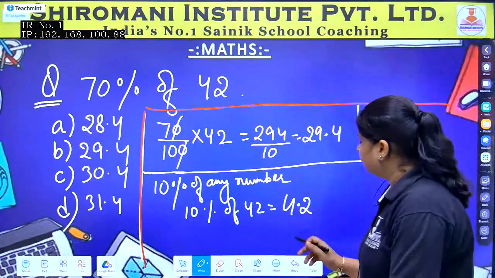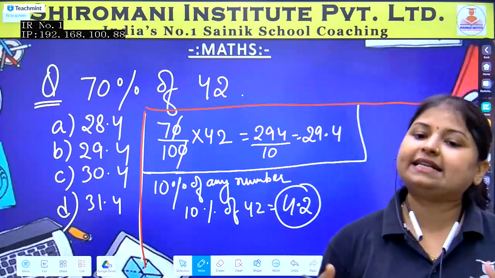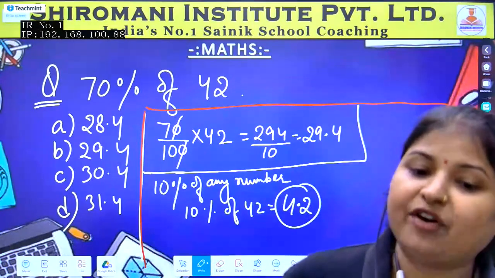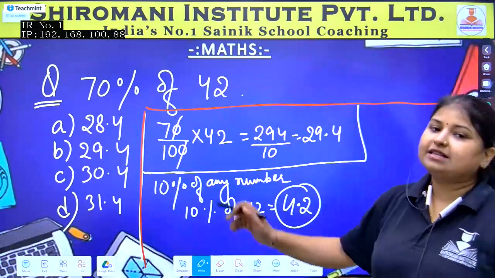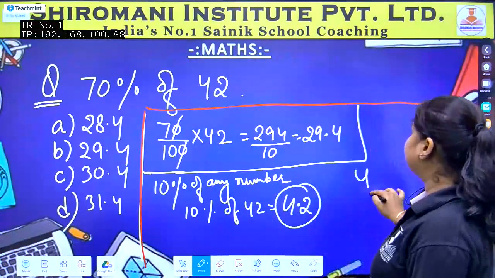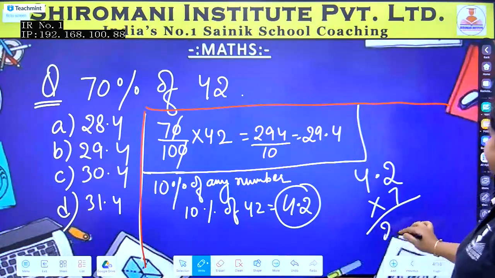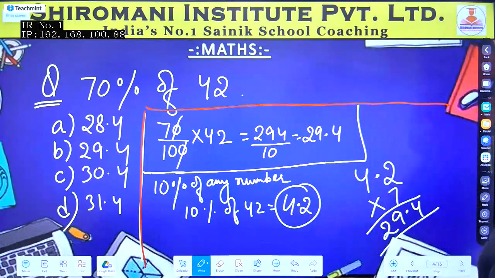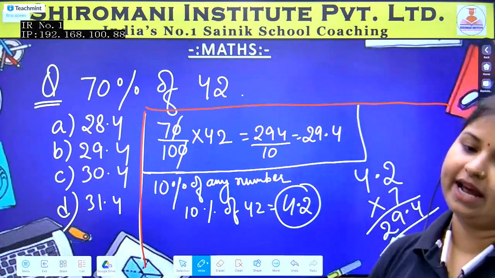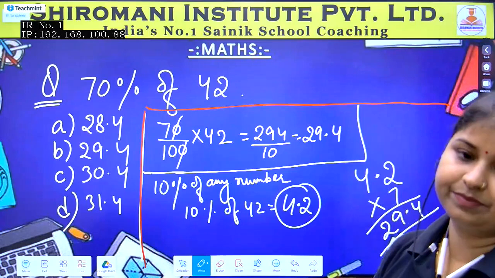And if I know 10%, calculating 70% is easy for me, because 70% is 7 times 10%. Just multiply 4.2 into 7. Single digit multiplication is easy. You will get 29.4. As simple as that.